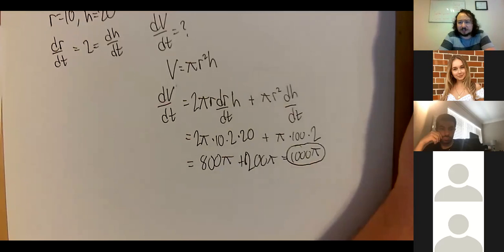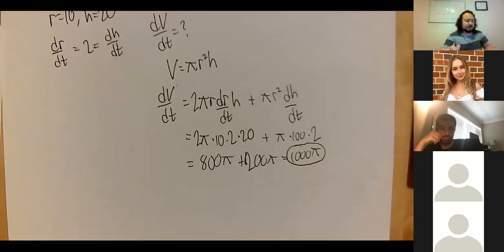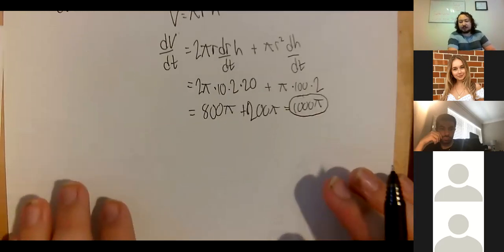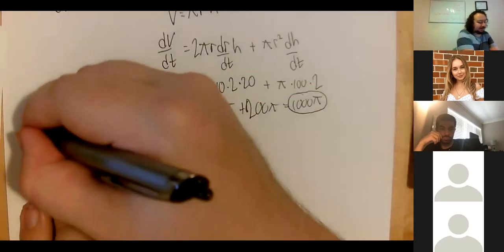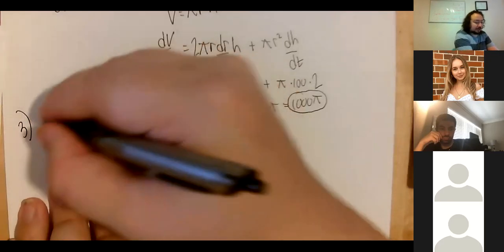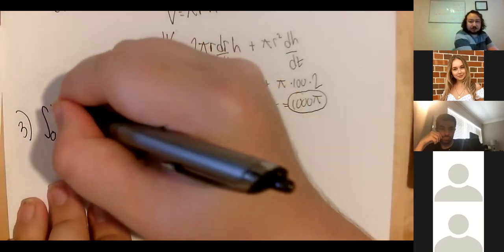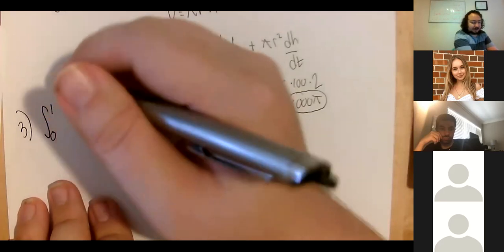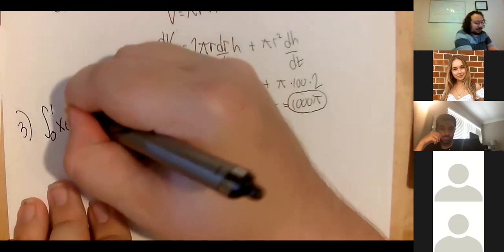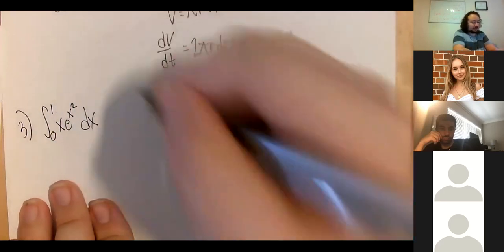Let's see. We maybe have time for one more here. Oh, we already did number 2. So how about for Donald here, we can do number 3. Let's take a look at that one and then we'll call it a day here. So this one has us do the integral from 0 to 1 of x e to the x squared.